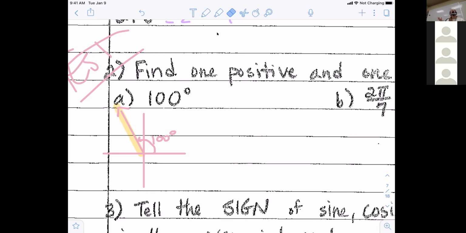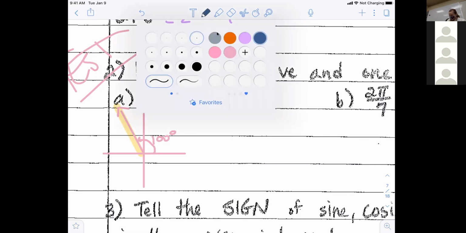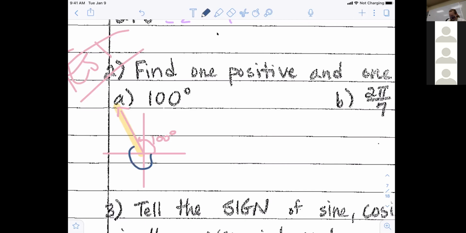Everyone right with that? When I'm saying I want a coterminal angle, we're going to find a different way to get that angle by going around the circle in a different manner. So the first way is to go around backwards. Anyone have any idea how I would label that angle? How would I go if instead of going up to positive 100, what if I went down and around the other way? 260.